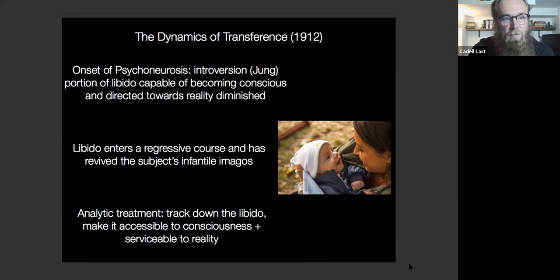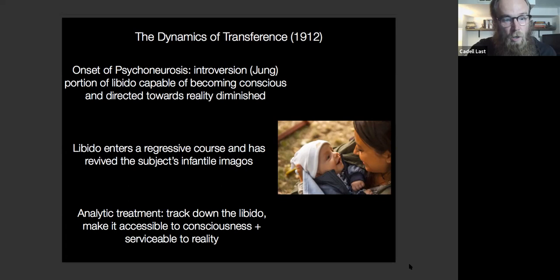But basically the libido enters into a regressive course and has revived the subject's infantile imago. So you see here the image of the infant looking at the mother, like when you get possessed by someone, if you get possessed by an image of someone, this is the revival of the infantile imagos. Like someone appears very shiny. Someone appears very special. This is the revival of the imagos here. And he's saying that when it becomes introverted into the subject, this is where the problems of neurosis emerge.